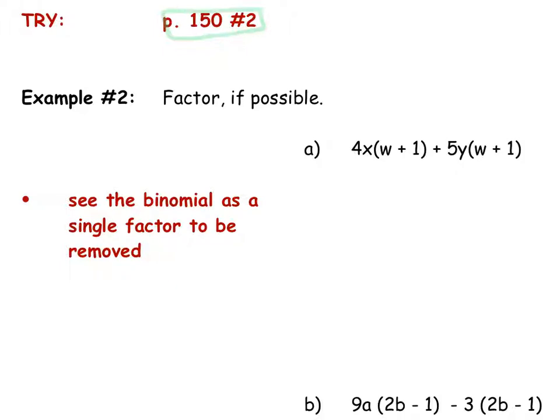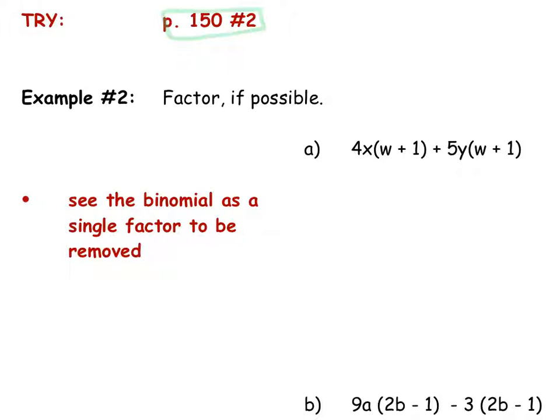Let's say, for example, this question instead, let's say I replaced the w plus 1 with a y. Then that whole question would look like this: 4xy plus 5y squared, wouldn't it? Because the y times the y, right? Well, you would know what to do with that. You would see that there's a y that they both have in common, and you would pull that out, right? And then write whatever the leftovers are.